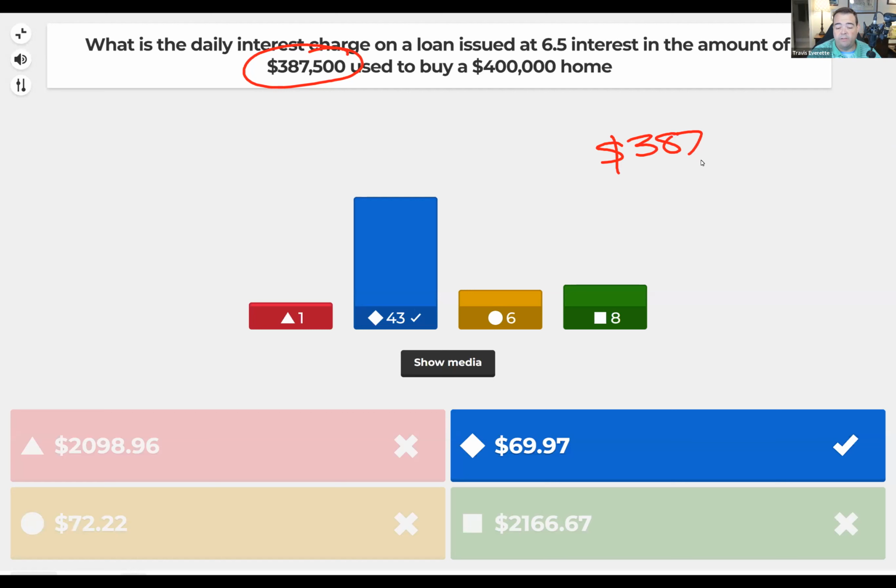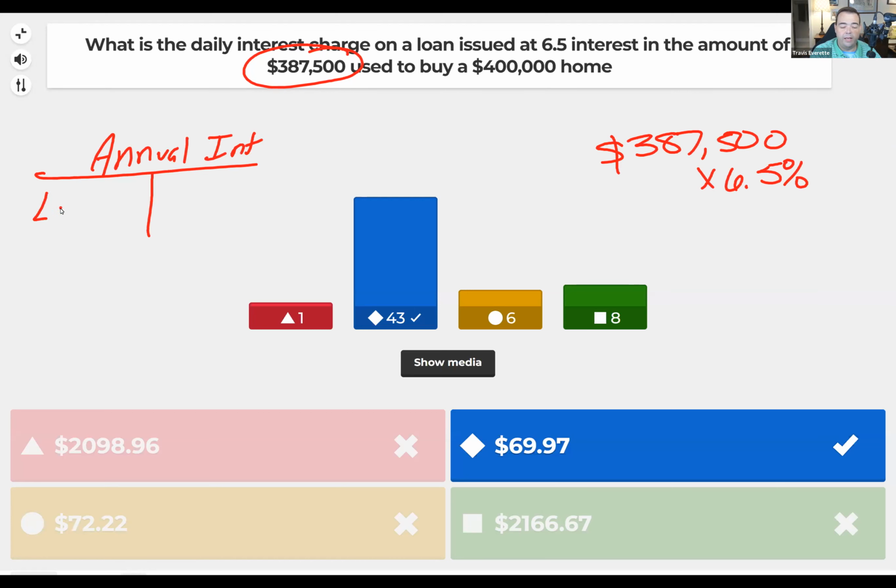So $387,500 times the annual interest rate. Because if you remember, the T-bar looks like this. It's like annual interest equals what? Loan balance times the interest rate, right? Times the annual rate. Everybody remember that as the formula?